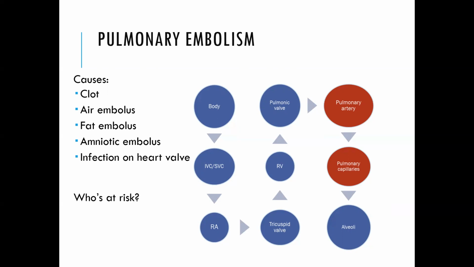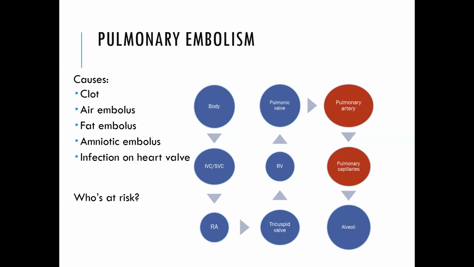So causes of a pulmonary embolism. You can have a clot, you can have an air embolus, you can have a fat embolus, you can even have an amniotic embolus in the venous system break loose and become an embolism, which is a clot that travels through the bloodstream to the pulmonary artery or arteries.